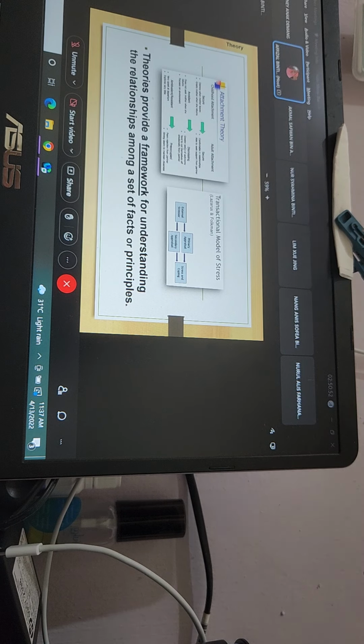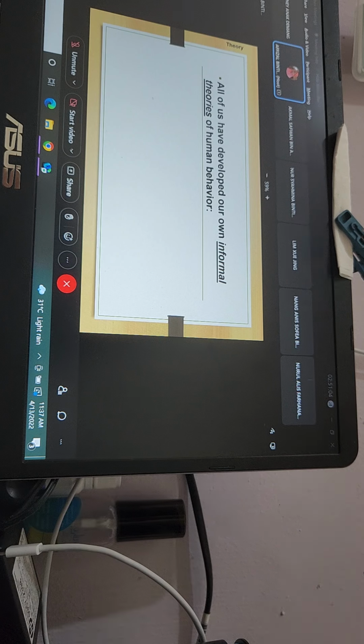So you need to read theory first to think which of the theory is best to explain your research of interest, or questions of interest. Okay, all of us have developed our own informal theory of humans' behavior. In everyday life, we have developed our own theory, but informal because never tested. It's based on our own opinion.